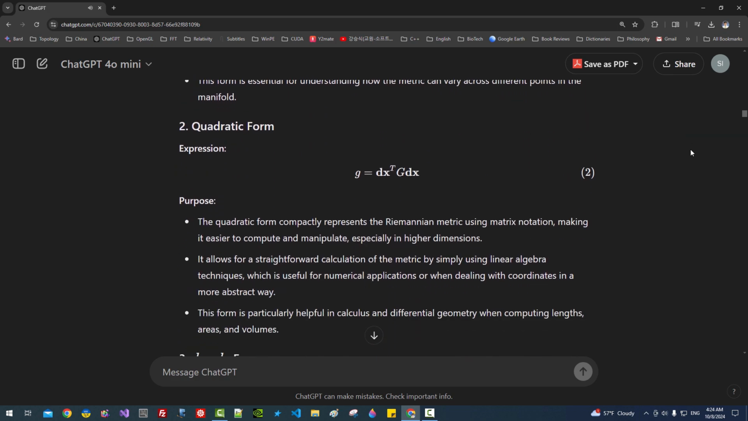And number 2, quadratic form. Expression: g equals dx transpose G dx, tag 2. Purpose. The quadratic form compactly represents the Riemannian metric using matrix notation, making it easier to compute and manipulate, especially in higher dimensions. It allows for a straightforward calculation of the metric by simply using linear algebra techniques, which is useful for numerical applications or when dealing with coordinates in a more abstract way. This form is particularly helpful in calculus and differential geometry when computing lengths, areas, and volumes.